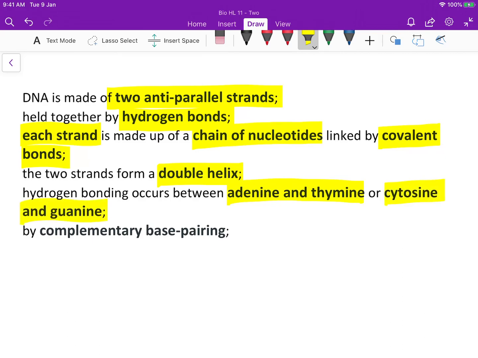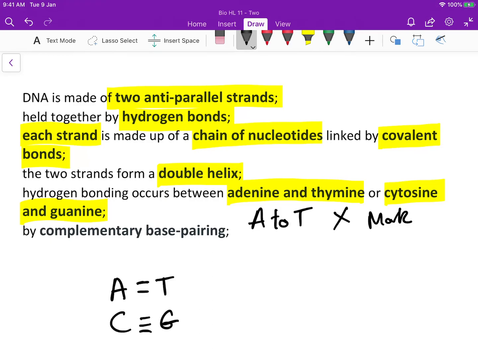and guanine. Now here you cannot just say A to T. That is not a mark. They're quite picky about that. And the way that they bond, A bonding to T, C to G, the way that they bond is called complementary base pairing. And we're going to see that term used a lot. Complementary base pairing, because their shapes and structures complement each other so they can form hydrogen bonds.